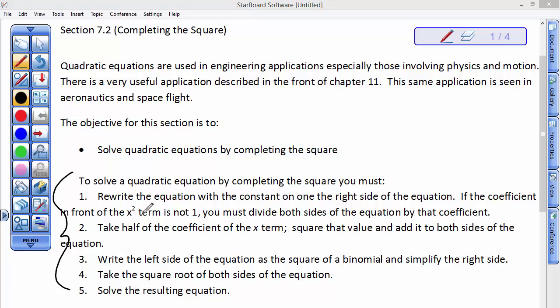First of all, it says rewrite the equation with the constant on the right side of the equation. If the coefficient in front of the x squared term is not a 1, you must divide both sides of the equation by that coefficient. Oh man, it gets crazy. Take half the coefficient of the x term, square that value, add it to both sides of the equation. Oh geez, we better not even go there yet.